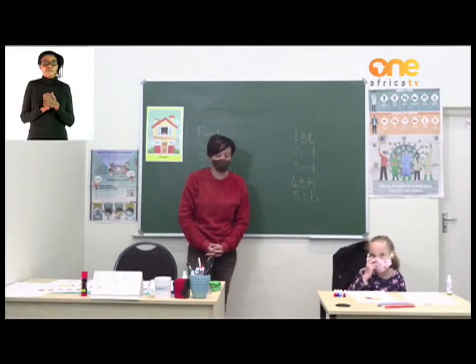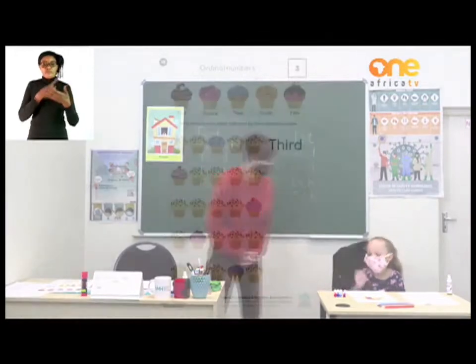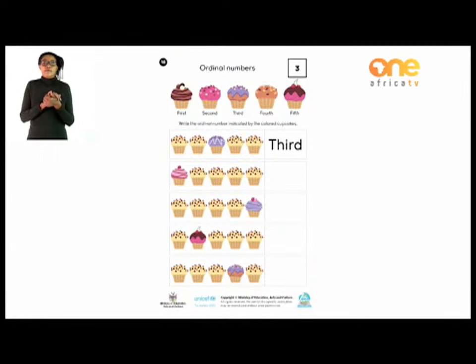Let's go over to page 18. Are we all on page 18? So, we will be busy with ordinal numbers. What are ordinal numbers? Ordinal numbers are the position where something is situated. Like, for instance, when we stand in a line, then I ask, where is John standing? Is he first, second, or third in the line?